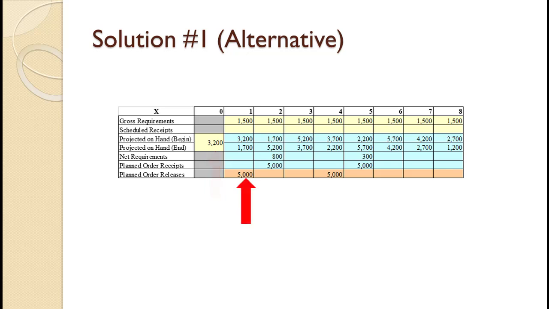Period 1 has adequate inventory, so net requirements are 0. There's adequate inventory in period 2 to meet gross requirements, but ending inventory would drop to 1,700 minus 1,500 equals 200. But that is below the floor of 1,000, so an order of 5,000 is required. In periods 3 and 4, there's adequate inventory to meet gross requirements without dropping below the 1,000 floor. In period 5, ending inventory would be 2,200 minus 1,500 equals 700, but that is below the floor of 1,000, so an order of 5,000 is required. Periods 6 through 8 have adequate inventory, so no further orders are required.